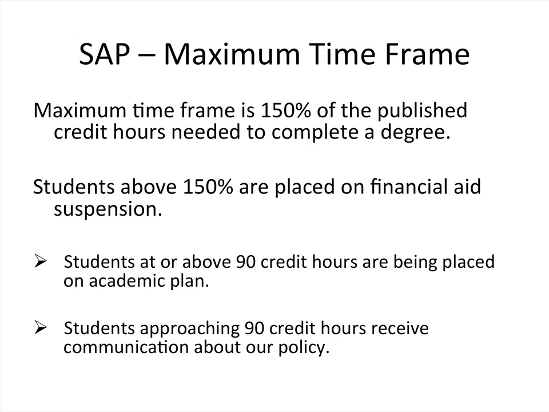Just to be clear, if a student is in a certificate program and the published amount is 20, then they would have 30 credit hours to complete that certificate. So the maximum time frame, that 150%, it is geared specifically towards the specific degree or the specific certificate.